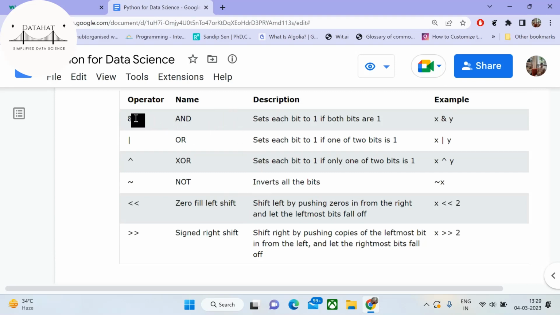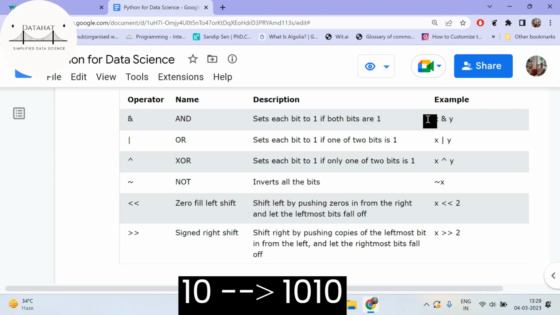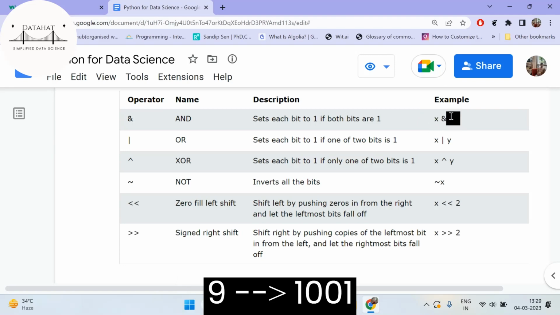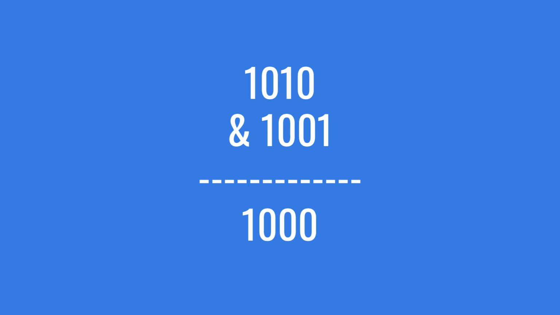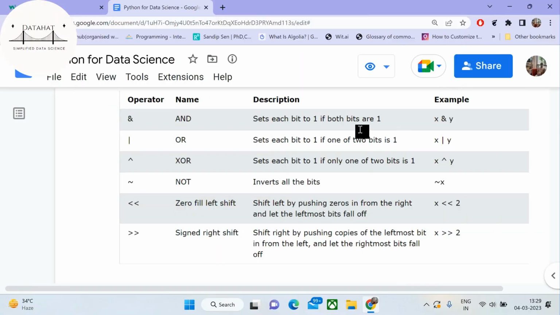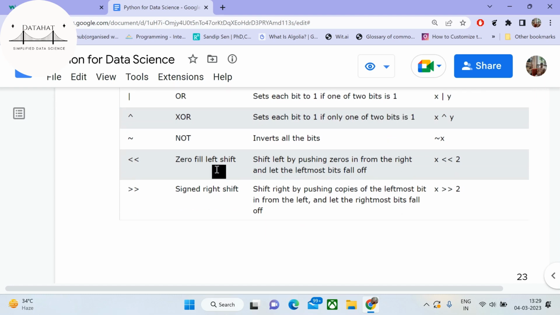This AND sets each bit to 1 if both bits are 1. These x and y would be treated as binary numbers. For instance, if you pass 10, what is the binary notation of decimal 10? It is 1010. Now this 1010 would be compared with, say, y is 9. So 9 is 1001. So 1010 is compared with 1001. And then you check whether all the bits are the same or not, and then it will correspondingly return the values.